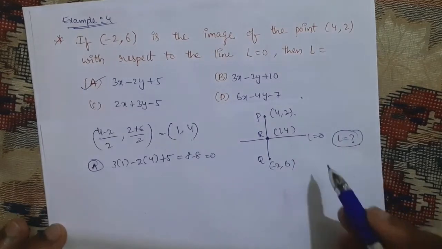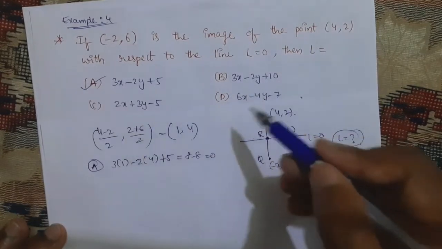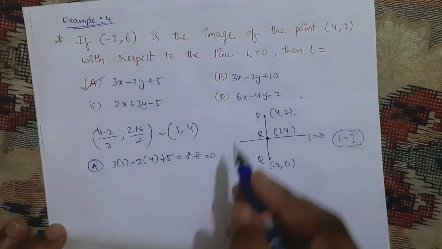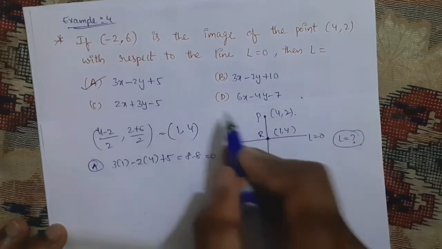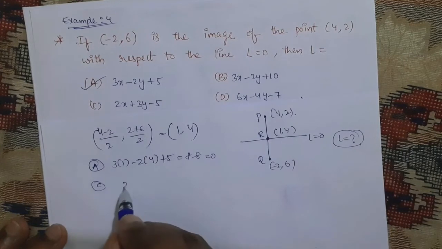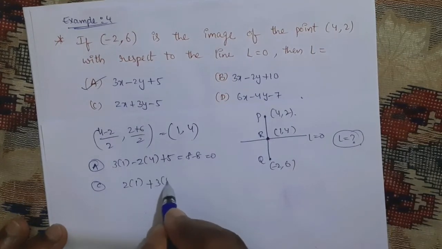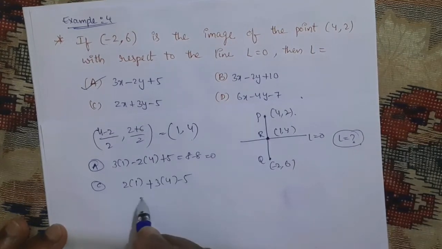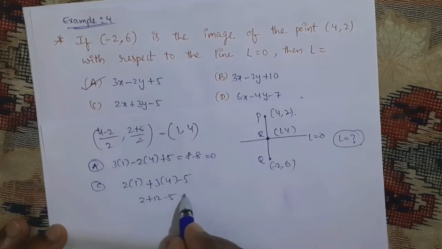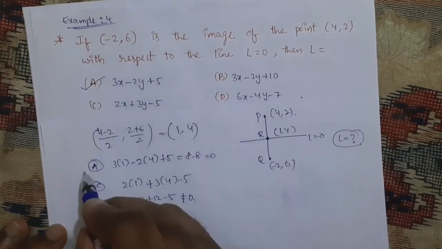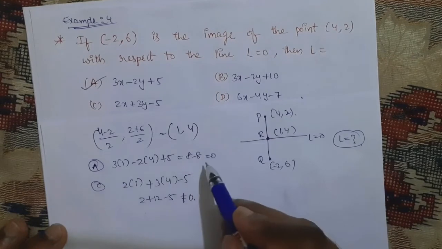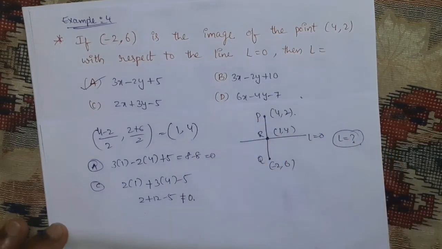And if you have any doubt regarding that, let us verify the remaining options, which we will find not equal to 0. Let us consider option C: 2 into 1 plus 3 into 4 minus 5, that means 2 + 12 - 5, obviously not equal to 0. So our answer is option A, which gives 0, and that is our answer.